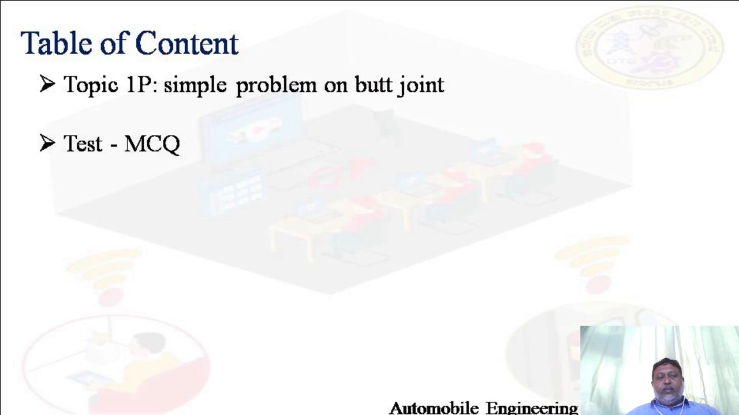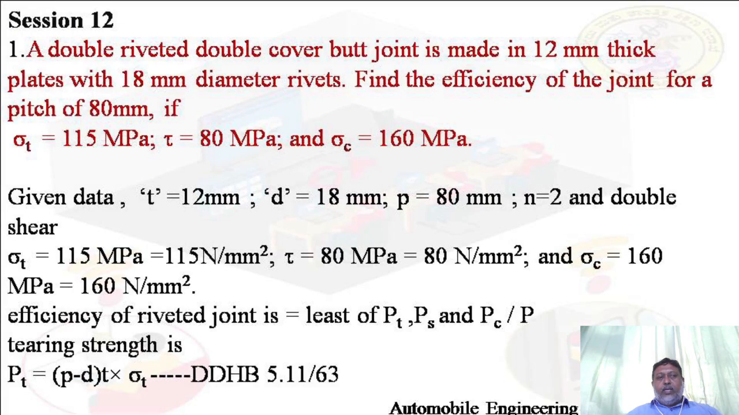Table of contents: we have simple problems on butt joint and then we have MCQs. So a double riveted double cover butt joint. Here we come across directly the double cover butt joint. 12 mm thick plate, 18 mm diameter rivets. Find the efficiency of the joint for a pitch of 80 mm, if sigma t is equal to 115 megapascal, tau 80 megapascal, and compressive or crushing stress 160 megapascal.